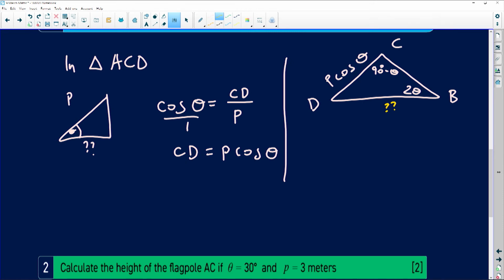And what does the cosine rule say? The cosine rule is not going to work in this case because we don't have 2 sides and an included angle.